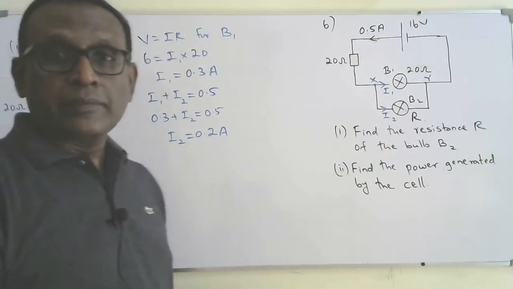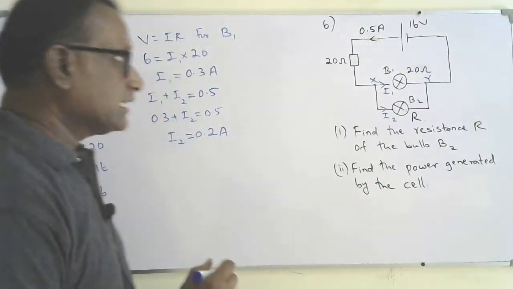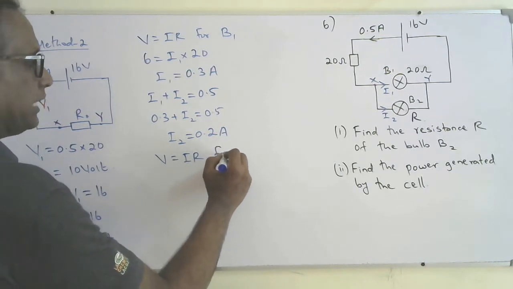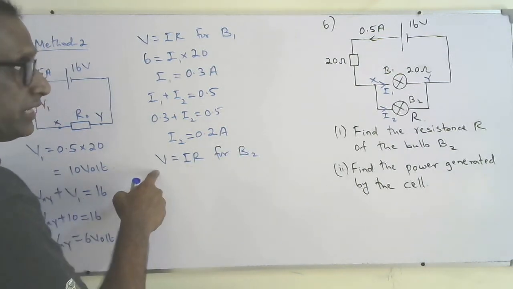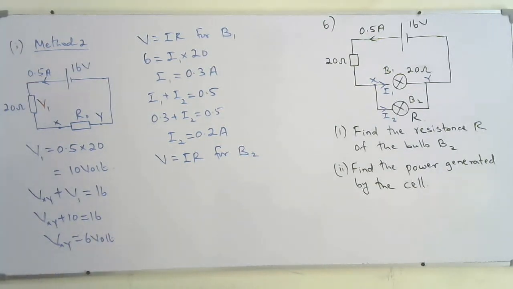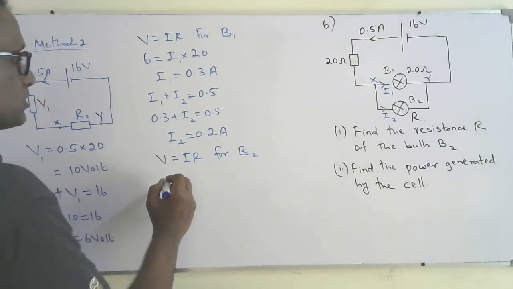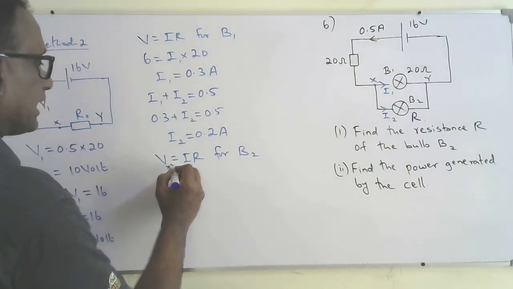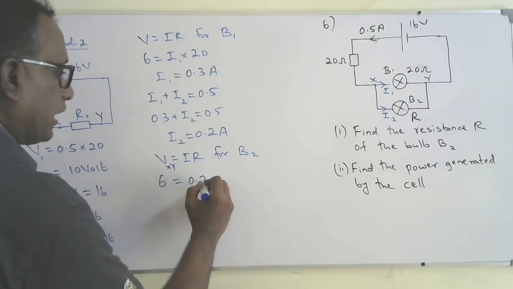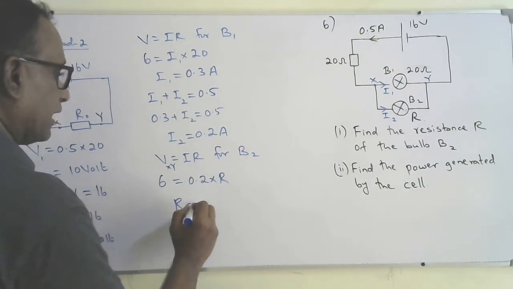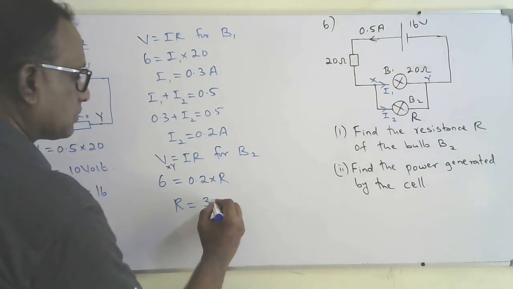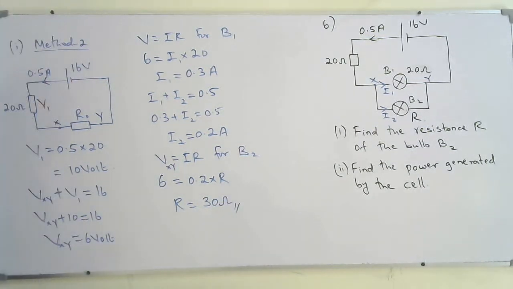The voltage across the bulb B2 is the same as the voltage across the junction XY. So I can use V equal IR for the bulb B2. So the V for the bulb B2 will be VXY, which you already found. That is 6 volt. So 6 equal to the current through that, 0.2 amperes, into R. Find the R, that will be 30 ohms. So we'll get the same answer as earlier.